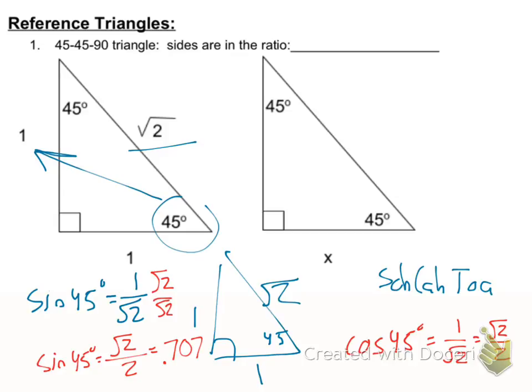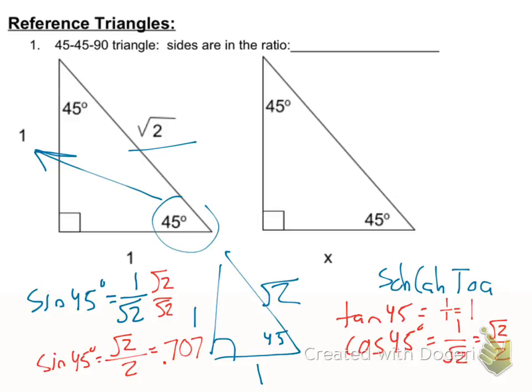And just for more fun, what's the tangent of 45? Tangent is opposite over adjacent, which ends up leading you to 1 over 1, which is 1. Test these things out on your calculator. Just don't take me for granted that I said this. Does tangent of 45 equal 1? Yes, it does. Okay?